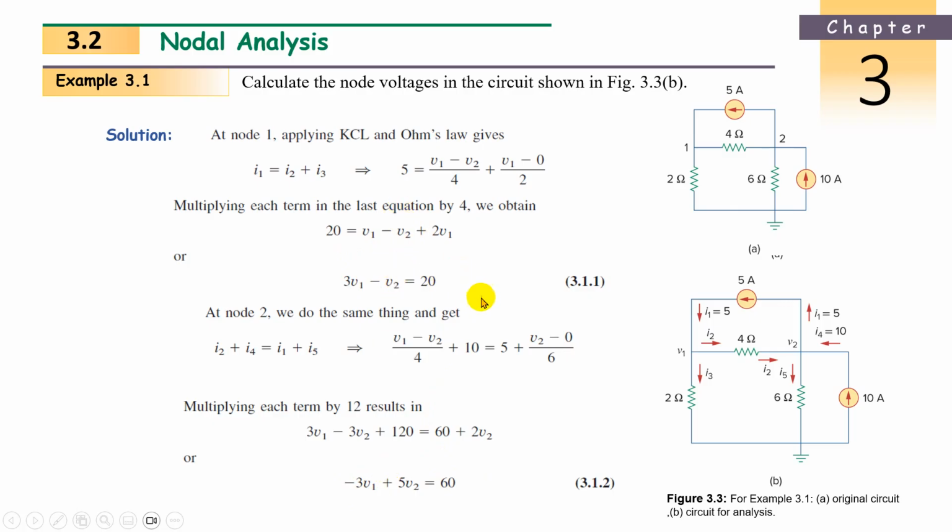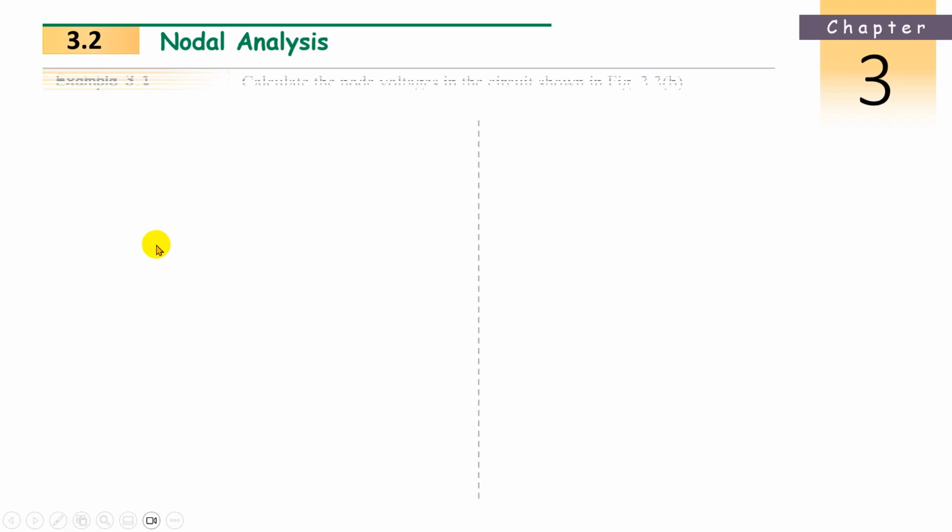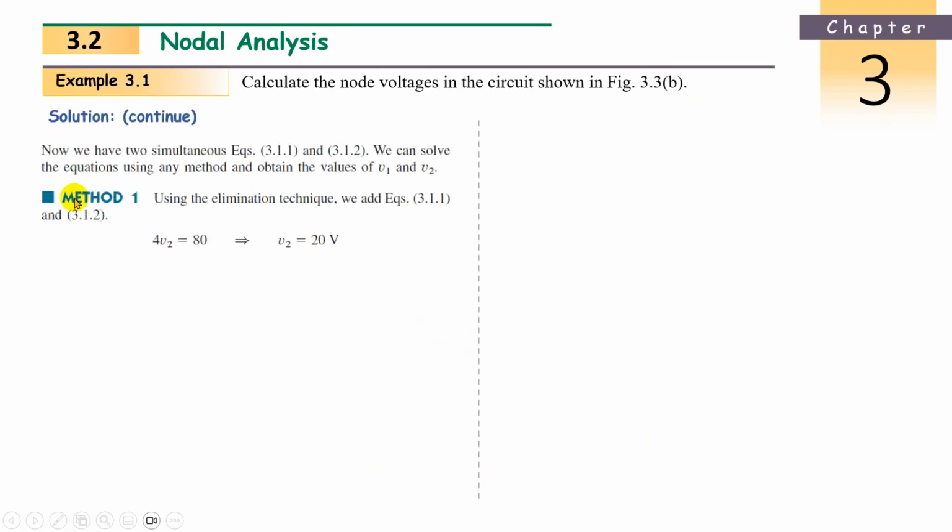Now by the elimination technique. What is the elimination technique? Just put 3V1 is equal to 20 plus V2. Now V1 is equal to 20 plus V2 divided by 3. Substitute this in here in the 3V1. Then you will get the V2 value. Once you get the V2 value, again substitute back in this equation. You get the V1 value. That's called the elimination technique. Then we will get V2 is 20, then V1 is 13.33 volts by using the elimination technique.